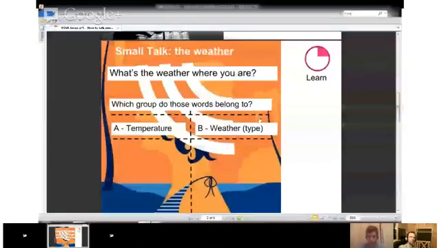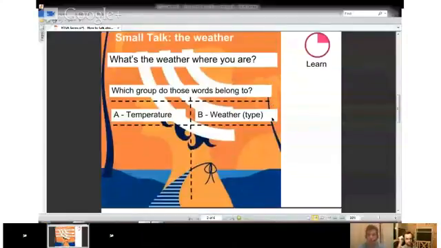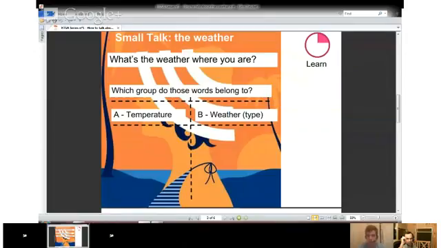Okay, I'd like to get maybe 2 or 3 people to talk quickly about the weather where you are. First, talk about the temperature, then talk about the type of weather. We've talked about the precipitation. Now we've got to take those precipitation words and turn them into adjectives instead of nouns. We'll see how to do that in a second.